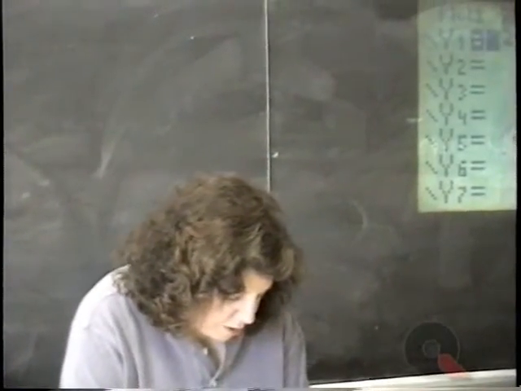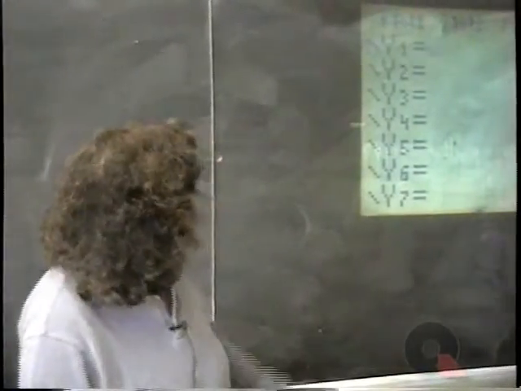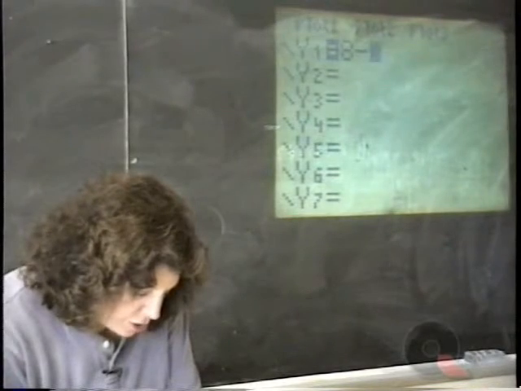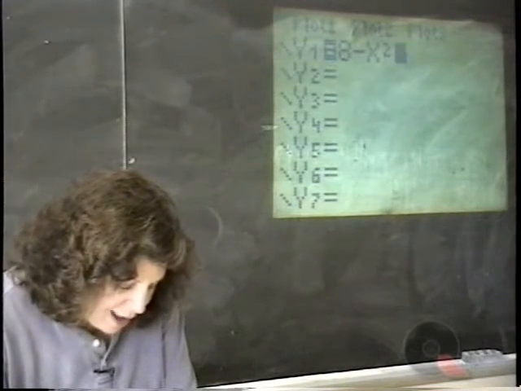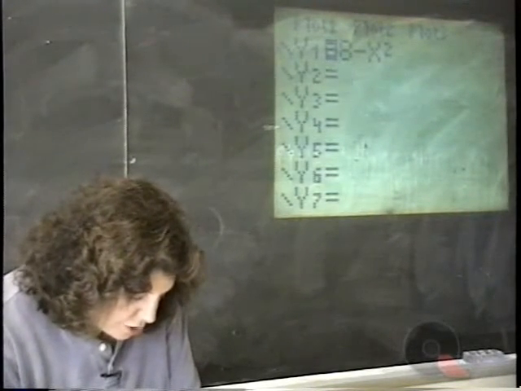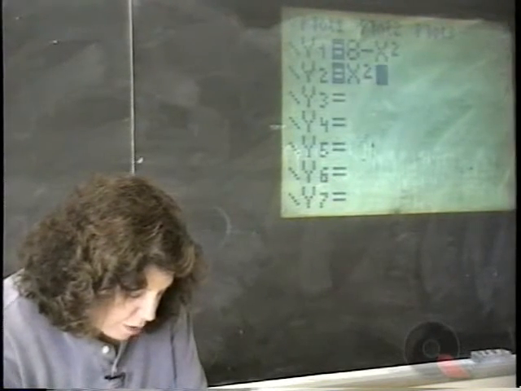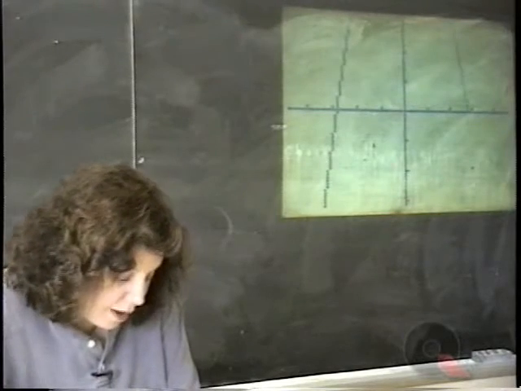I can turn to y equals. Let me clear out. I hit the y equals option. I'm putting in y equals 8 minus x squared for the first curve. Enter. Y equals x squared for the second curve. And then I'm going to hit graph.